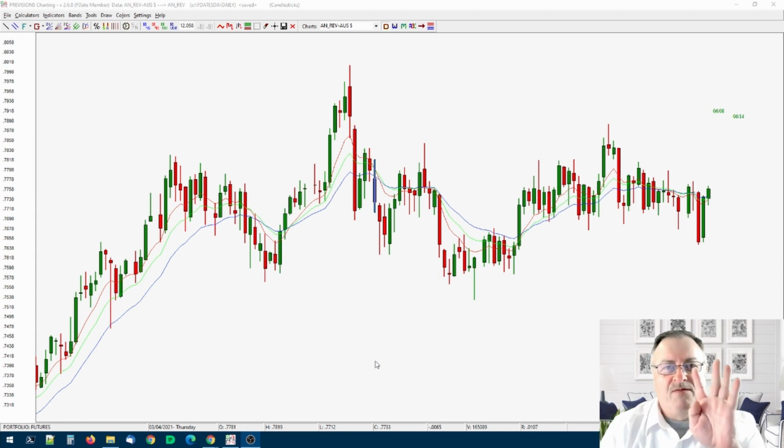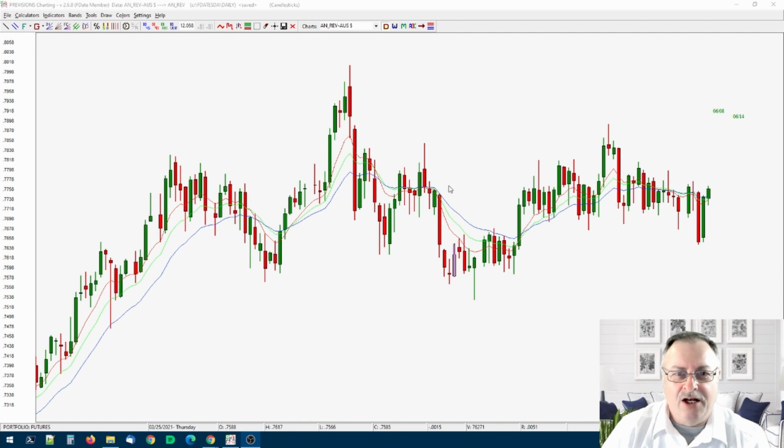Now, there are just 4 types of price bars. That's right, 4. There's not 5, 3, 2, or 1. There are 4. These are the 4 different types of price bars that you will see on any time frame chart, whether it be minute chart, hour chart, daily, weekly, monthly, yearly, doesn't matter. A price bar is a price bar is a price bar.